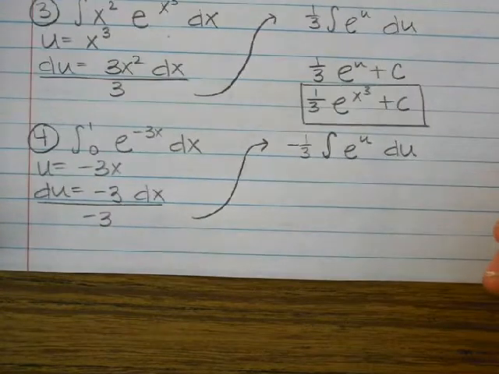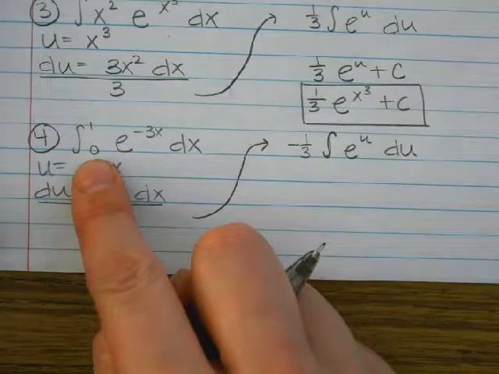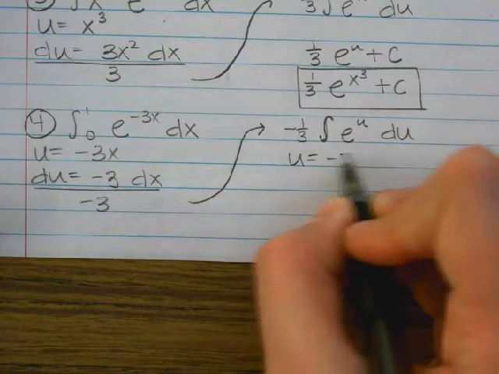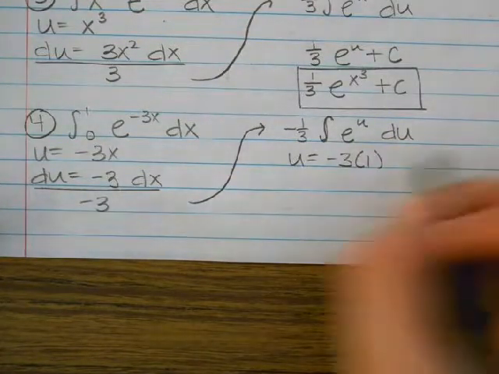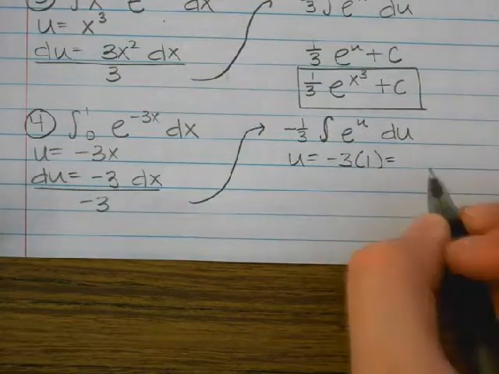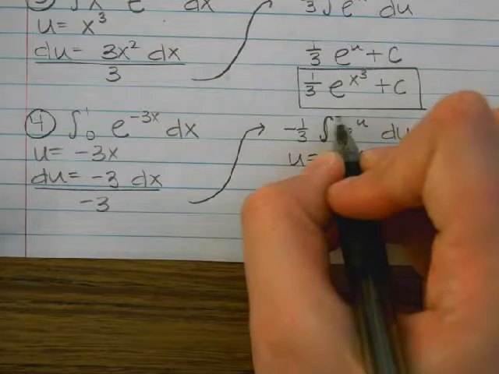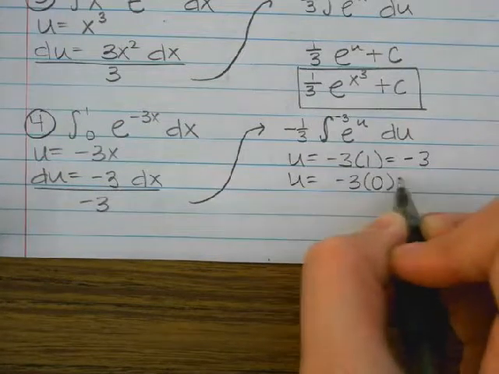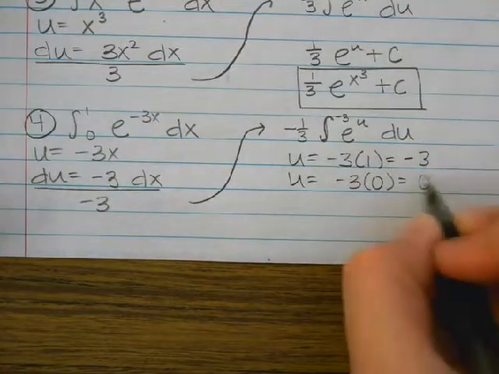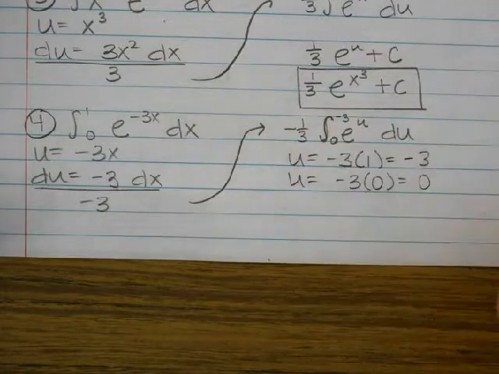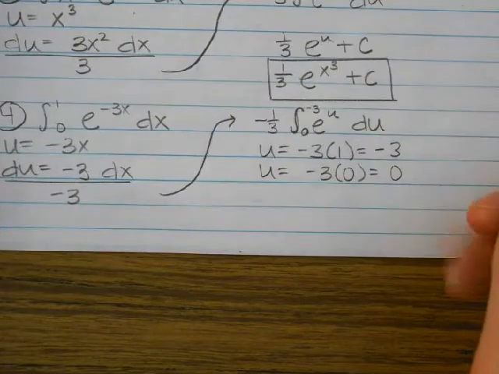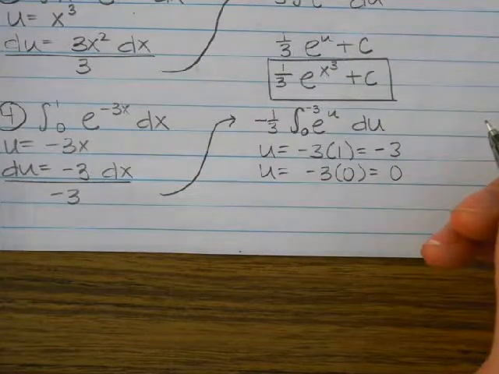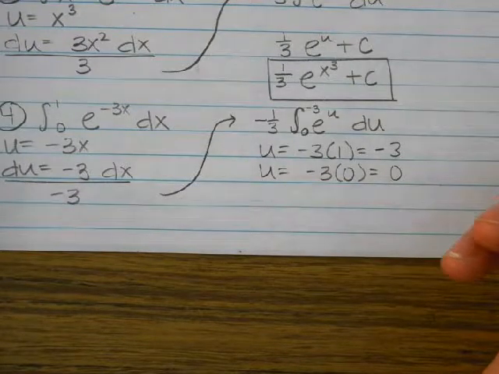And let's go ahead and figure out how to evaluate this. So our original numbers were 1 and 0. So I'm going to say u equals negative 3 times 1. What's that? Negative 3. So negative 3 goes where the 1 was. And then u equals negative 3 times 0, which is 0. I'm going to put the 0 where the 0 was. Do I have to fix the numbers because they're backwards? No, I do not. They correspond to the numbers that we plugged in. The answer is going to work itself out.